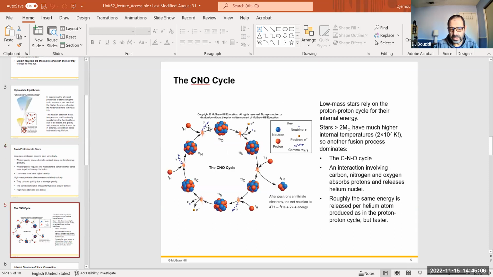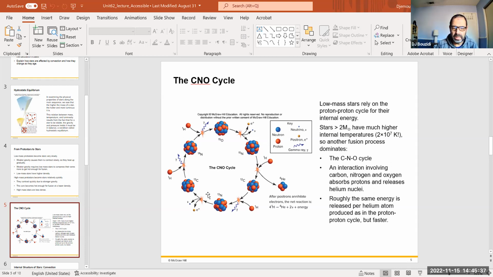As I was saying, the main process really for a high mass star is the CNO cycle. But for a low mass star, they rely on the proton-proton cycle, proton-proton chain, actually. Okay, because it's not really a cycle for the proton. It starts with 6 protons, and you end up with 2 protons plus helium plus 2 neutrinos, plus energy. This one, on the other hand, it's a cycle.